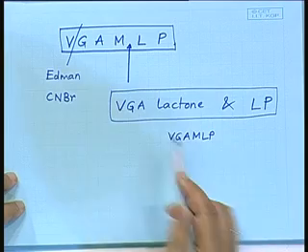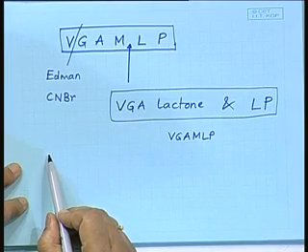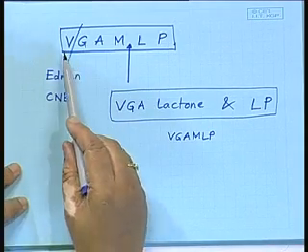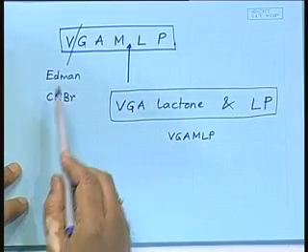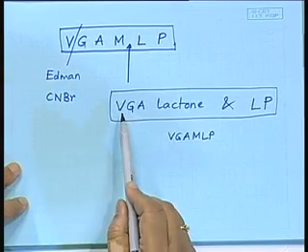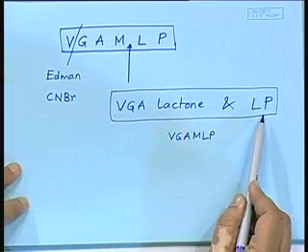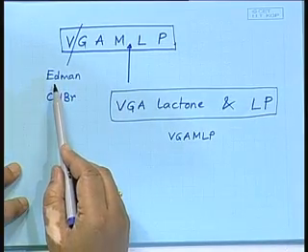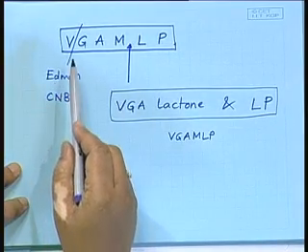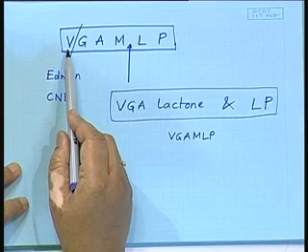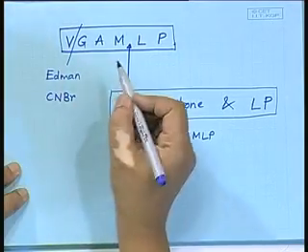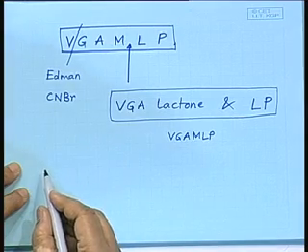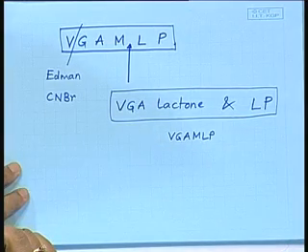So now if I tell you that I have a particular sequence, VGAMLP, I know that if I treat it with CNBr, I am going to get a VGA lactone and LP. If I do Edman degradation, I am going to figure out which one is the amino terminus of the peptide chain. So this gives us a way to actually fragment the polypeptide chain.